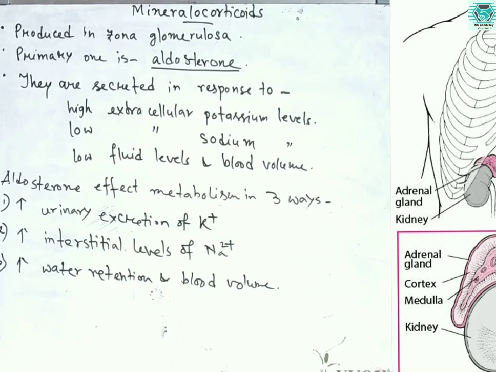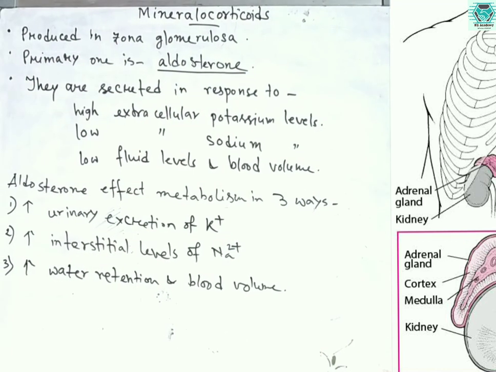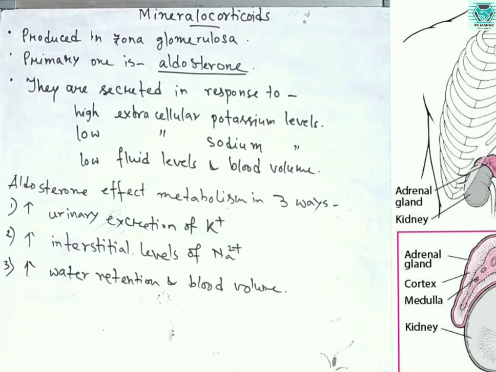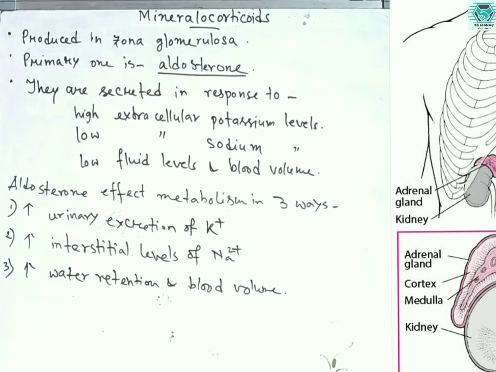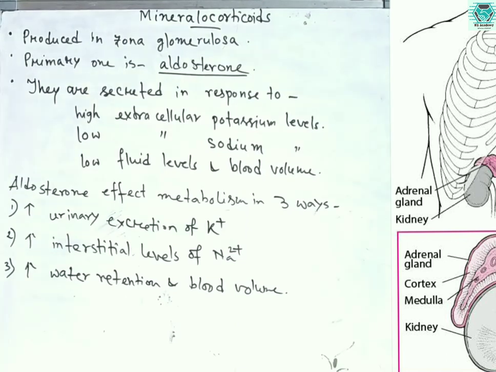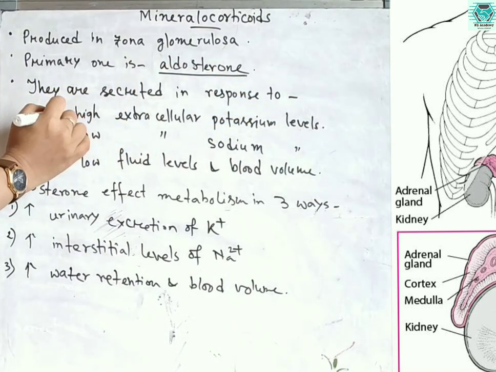First of all, mineralocorticoids, which are synthesized in the zona glomerulosa layer. The primary mineralocorticoid is aldosterone. They are secreted in response to what? In our body, we know that the hormones are regulated, positively as well as negatively. So when there is a stimulation, a need for something, then that particular hormone is released. So there should be a stimulation. Here they secrete in response to high extracellular potassium level.